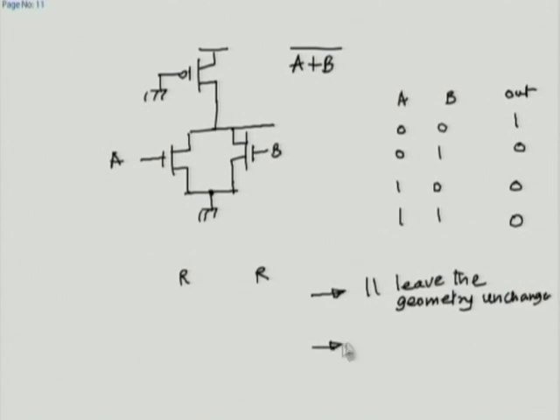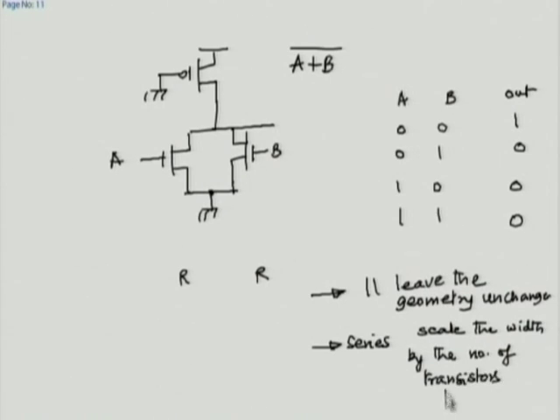And for series, scale the width by the number of transistors put in series. We saw the example in case of 2. Now, what it means is that if we have to have reconfigurable logic, our transistors are fixed. We cannot change their size, and that makes it very inconvenient to use those logic configurations in which we need to put transistors in series.